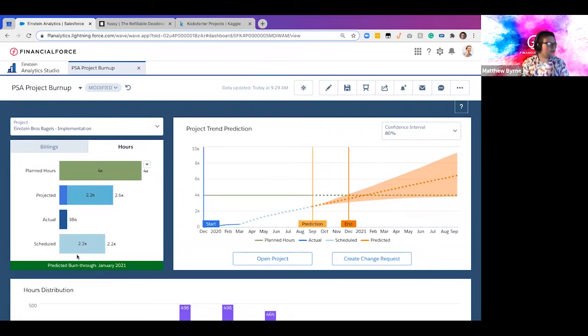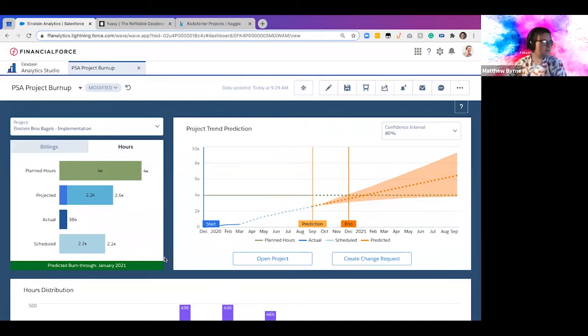Can we show the dashboard built into a partner community? You can get community licenses. You can get analytics community licenses. Yes, that is possible. We've not done that yet, but that is possible.